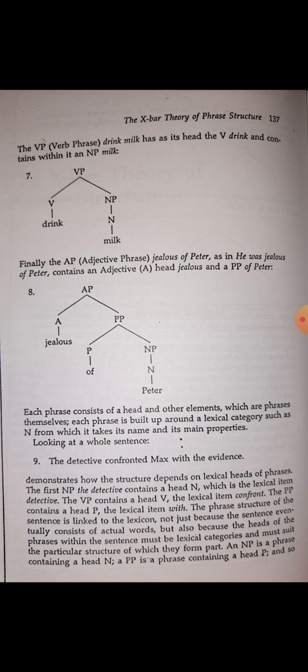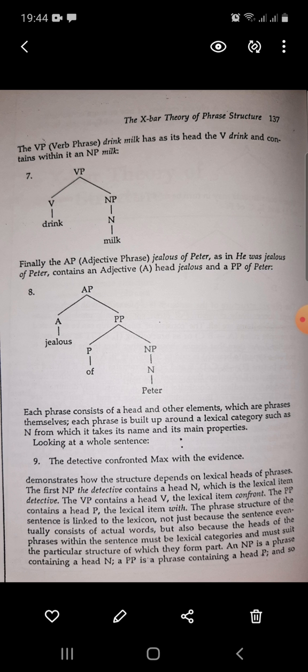In the verb phrase, we got drink milk. So in the verb phrase, there is a verb, the word drink, and then a noun phrase. In the noun phrase, we just got a noun, and that noun is milk. In the adjective phrase, jealous of Peter. Jealous is the adjective, which is the head, and then the other constituent is a prepositional phrase, and that prepositional phrase consists of a preposition of, and then a noun phrase, and that noun phrase consists only of a single word, that is Peter, a noun.